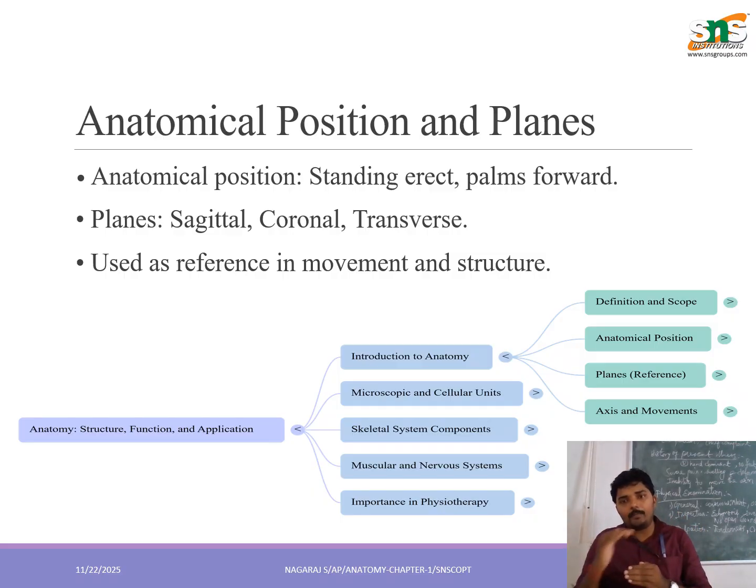In the coronal plane, the anteroposterior axis passes through the body. The body is split into an anterior segment and a posterior segment. Movements in this frontal plane are abduction and adduction. The third one is the transverse plane, along the transverse axis, dividing the body into upper half and lower half. Rotational movements happen in this plane. These planes are used as a reference for the movement of structures.